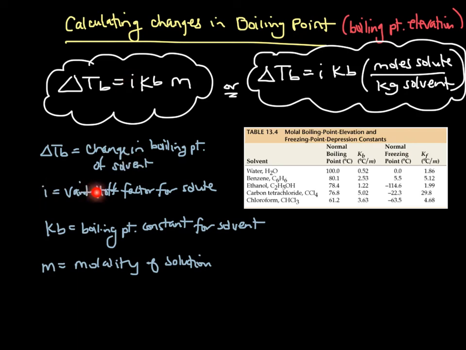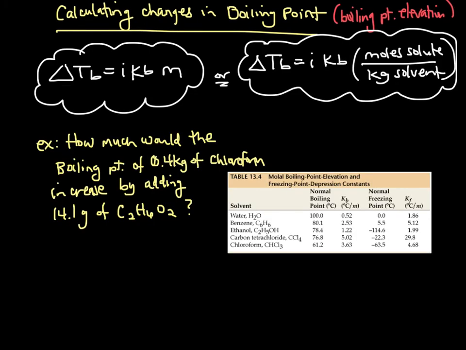Your i, again, is your Van't Hoff factor. Kb, in this case, is going to be the boiling point constant for your solvent. And then m is molality, which, of course, can be replaced with moles of solute per kilograms of solvent. All right, so let's do a quick example using this equation to calculate the change in boiling point if you took 14.1 grams of C2H6O2 and added it to 0.4 kilograms of chloroform.